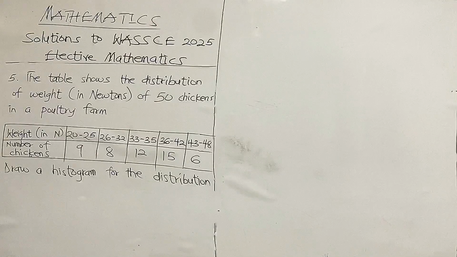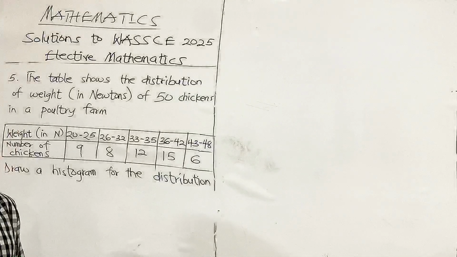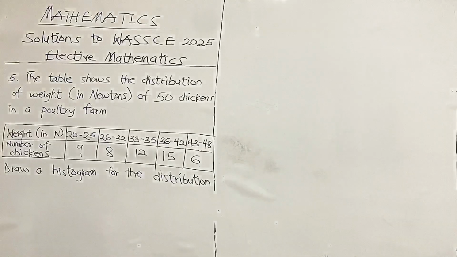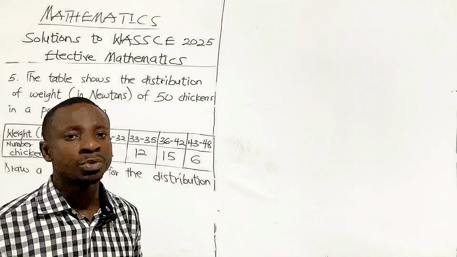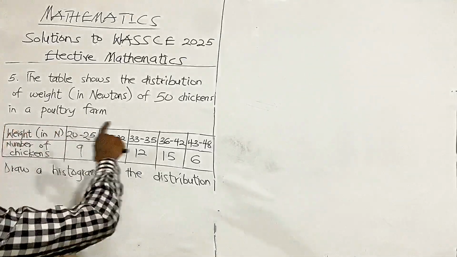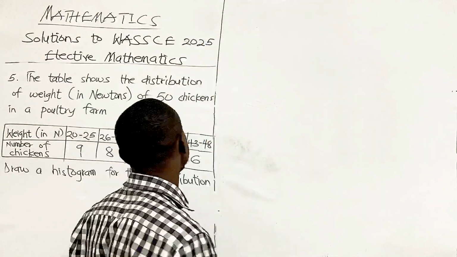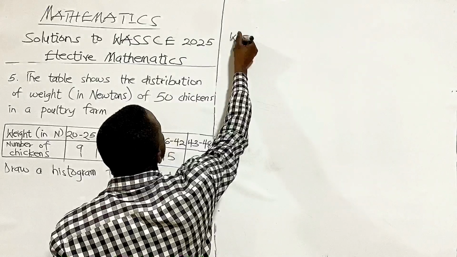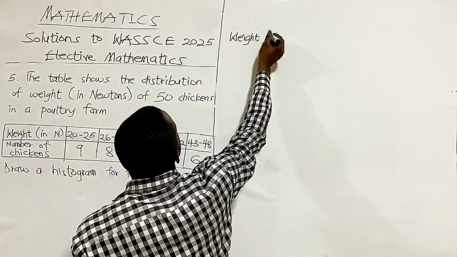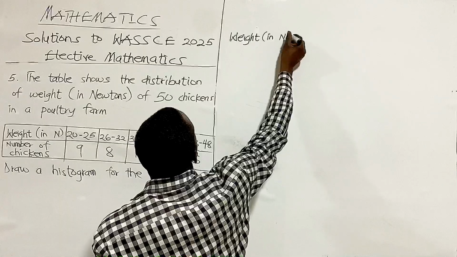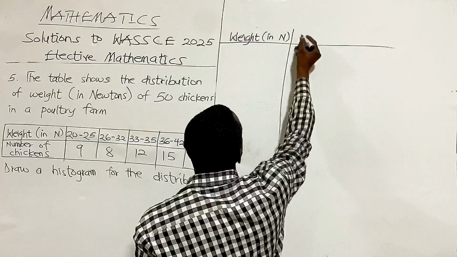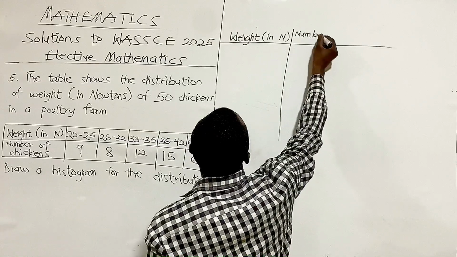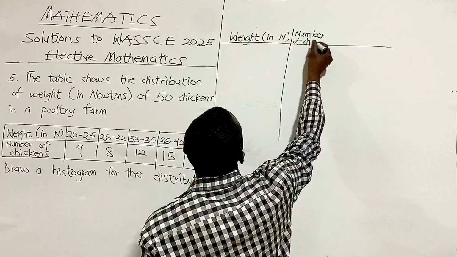So my fellow viewers, this was the question 5 under the compulsory part. So now under statistics, when a table is drawn in a question for you in a row form, you present it in a column form. So we have weight in newtons, followed by number of chickens.